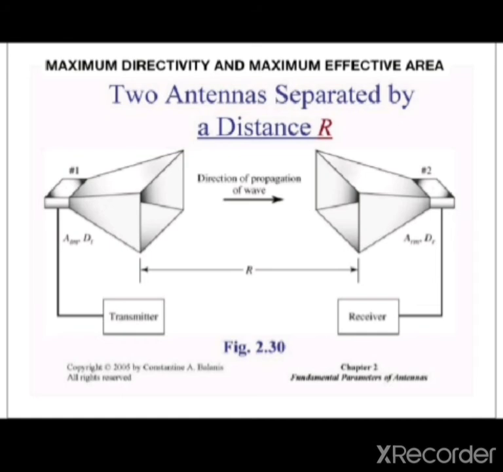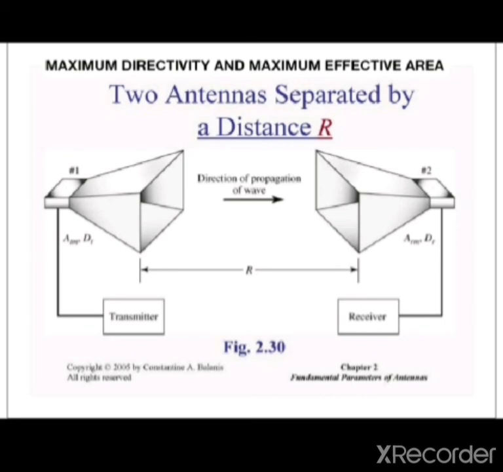Maximum directivity. If you take two antennas separated by R, this is called the communication link. The transmitting antenna and receiving antenna are separated by some distance, indicated here by R. Here the antenna effective aperture area AET, here the antenna effective aperture area AER, antenna height HT, antenna height HR, and the distance between the two antennas indicated by R. Antenna 1 and antenna 2: one is the transmitter, the other is the receiver. Both antennas will be identical, with no variation between them.